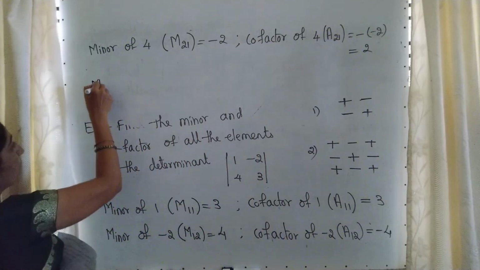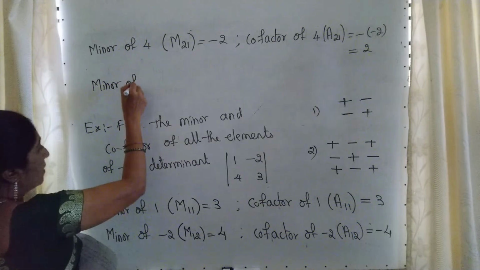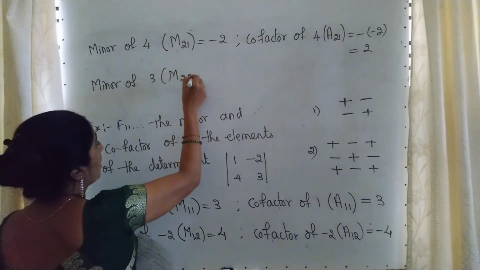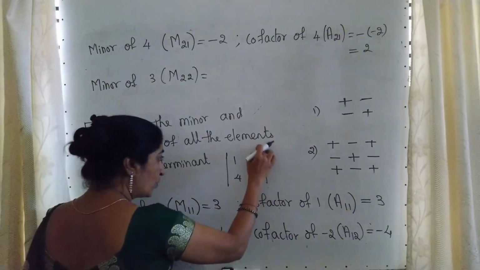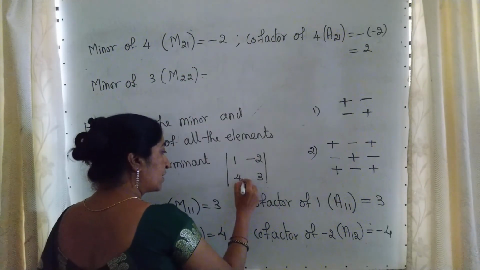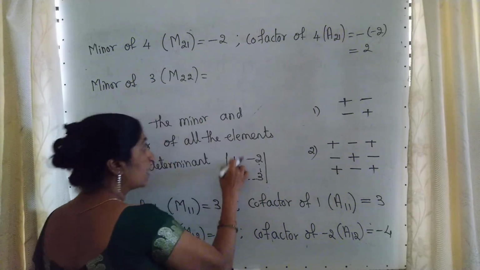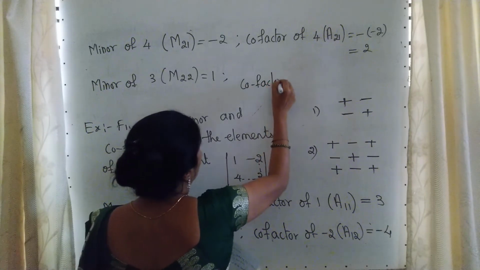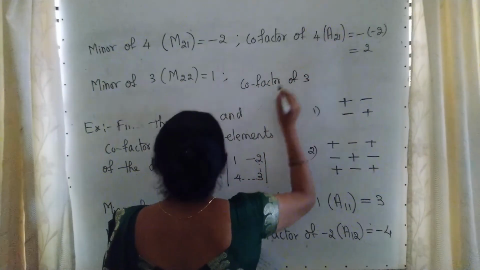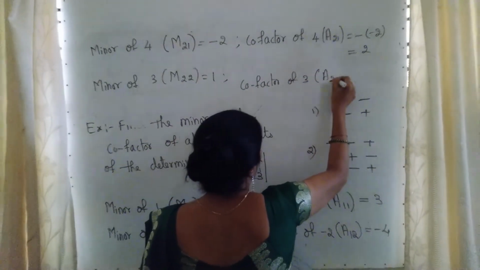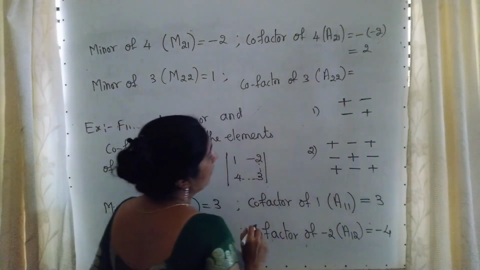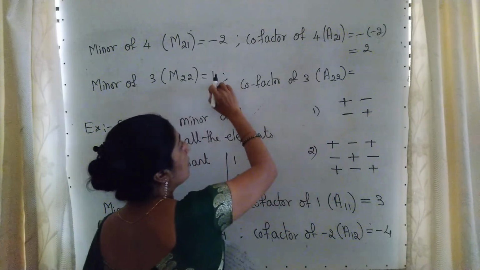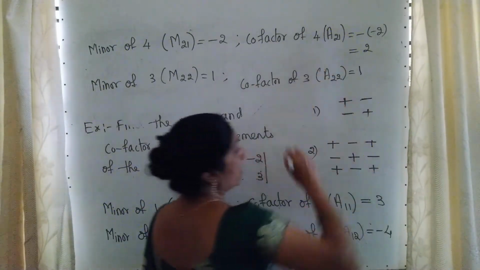Next, minor of 3. It is M22. Second row, second column. If you leave this second row, second column, what is remaining? 1. Next, cofactor of 3, that is A22. In place of 3, which sign do we have? We have a plus. For this answer we have to write plus, meaning you can simply write 1.